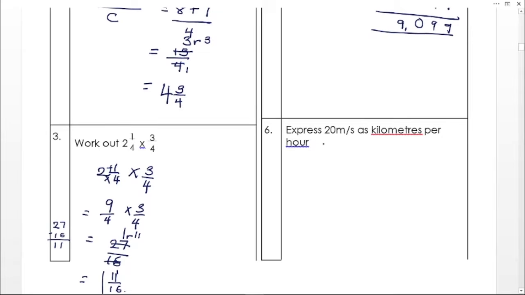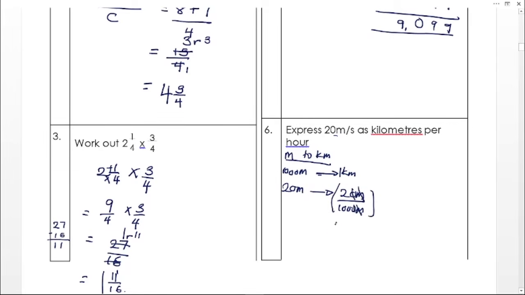Number 6 says express 20 meters per second as kilometers per hour. Now this is conversion. We are converting distance and also converting time. What we are going to do first, we are going to first change meters to kilometers, our distance here. So the leading statement says 1,000 meters give us 1 kilometer. Then how many meters are we given here? We are given 20 meters. So we are going to get 20 meters, divide them by 1,000 meters. Meter goes with a meter, a 0 with a 0.